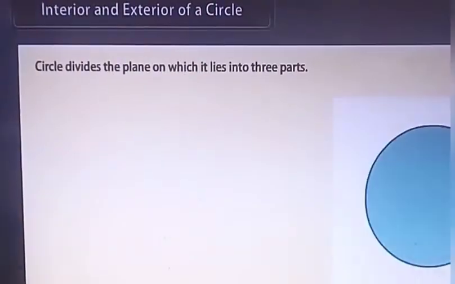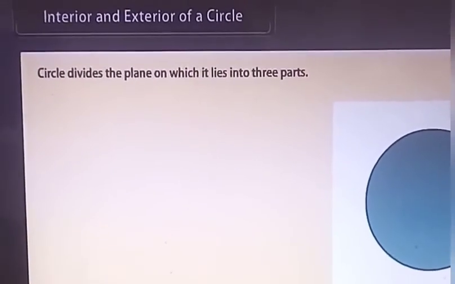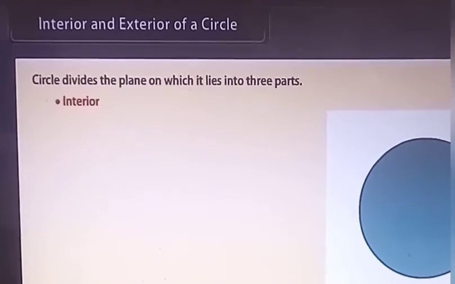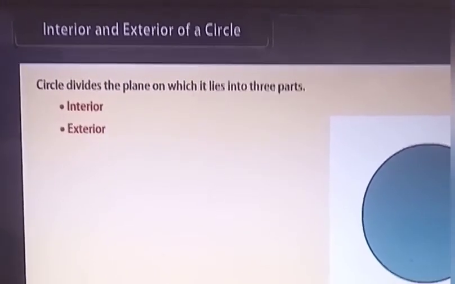Interior and exterior of a circle. Circle divides the plane on which it lies into three parts: interior, exterior, and circular region.